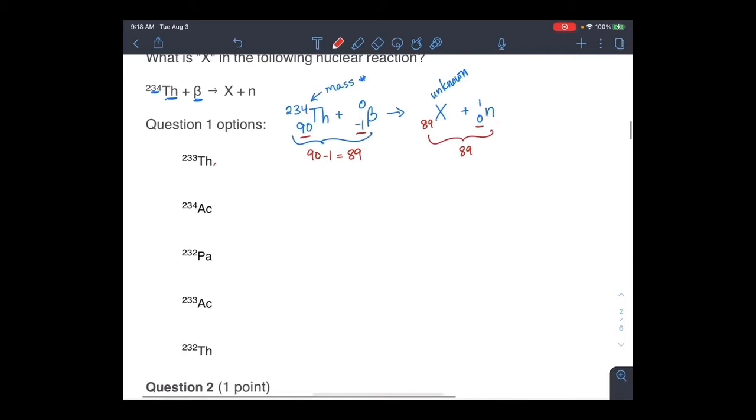I could know whether it's thorium, or I think that's, I don't know the names of some of these top big ones. That's actinium maybe. I don't know what that one is. It's Pa or Ac or another thorium, but you'll notice there's 2 options for thorium that have different mass numbers. I need to know the mass number to answer the question.